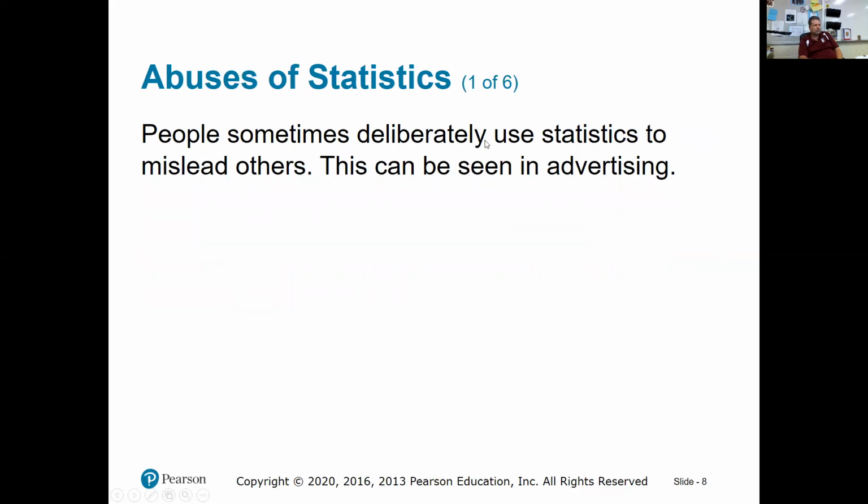People sometimes deliberately use statistics to mislead others. This can be seen in advertising. So, think about if they would have made this slide this year. Okay, so you want to see misused statistics?